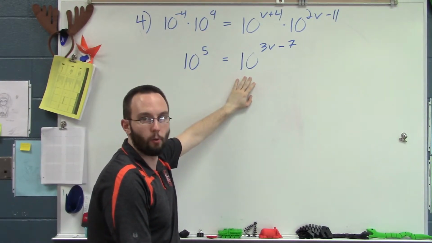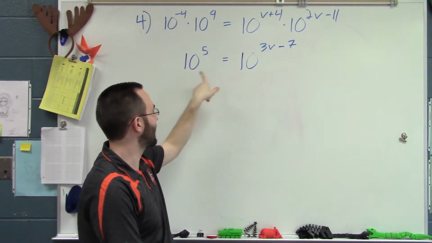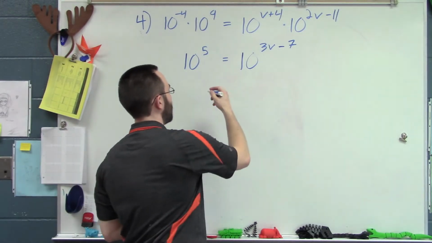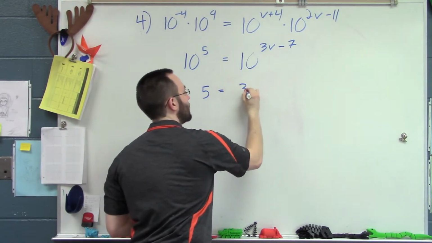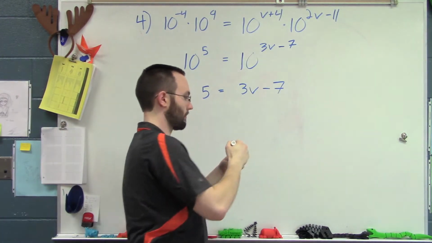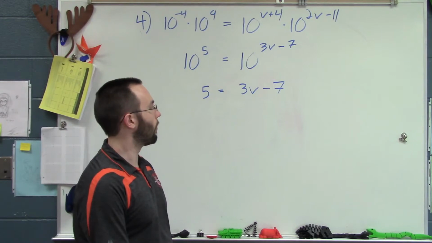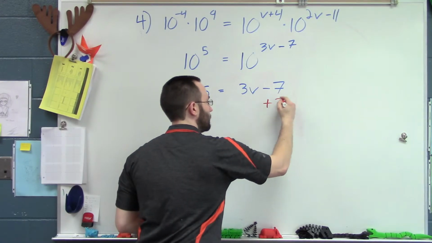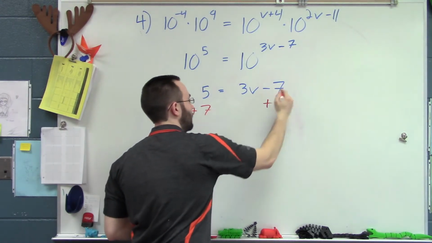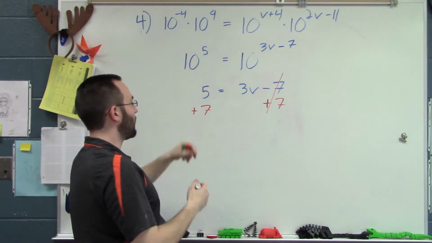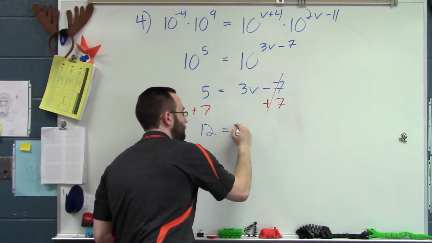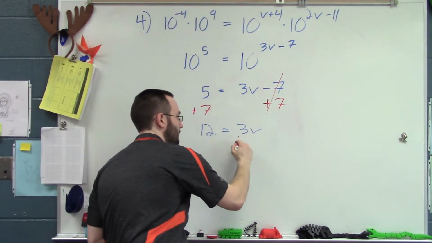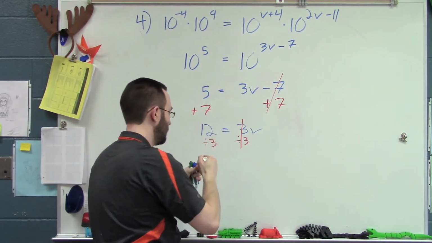The other one is the one-to-one property. I've got a base of 10, I got another base of 10. So in order for these two to be equal, those powers have to be equal. So the one-to-one property tells us that 5 equals 3v minus 7. And at this stage, once again, algebra 1. This becomes a two-step equation. We can add 7 to both sides. And we'll wind up with 5 plus 7, which is 12. And then to get v by itself, we can divide both sides by 3. So v will be 4.